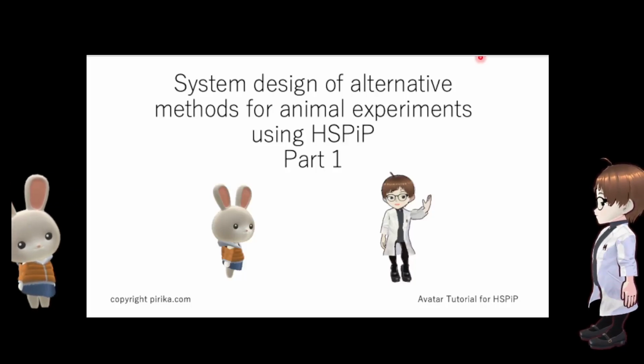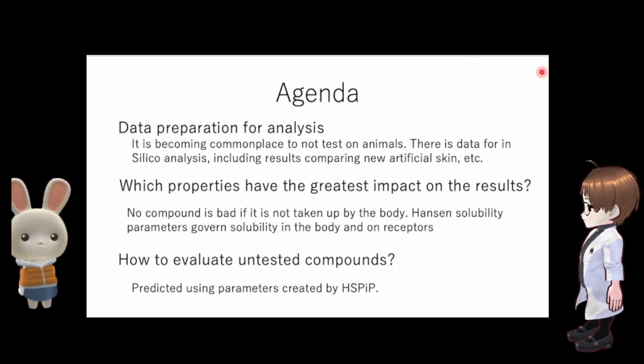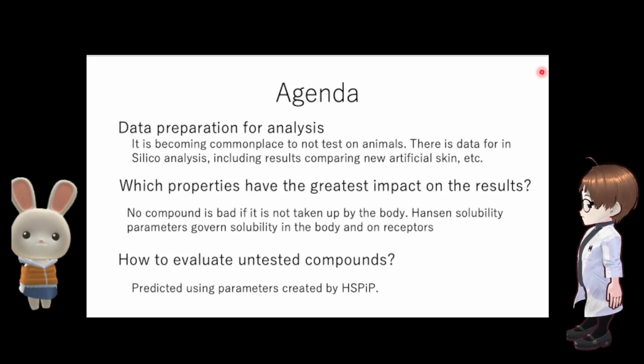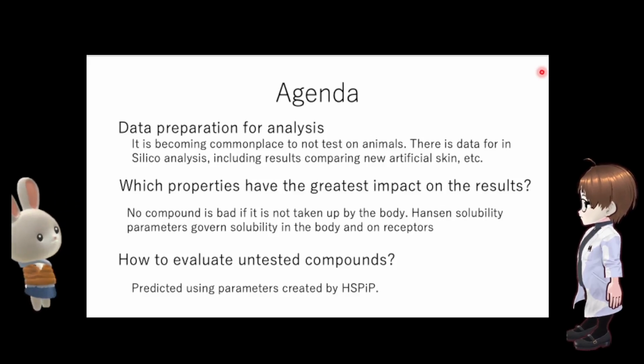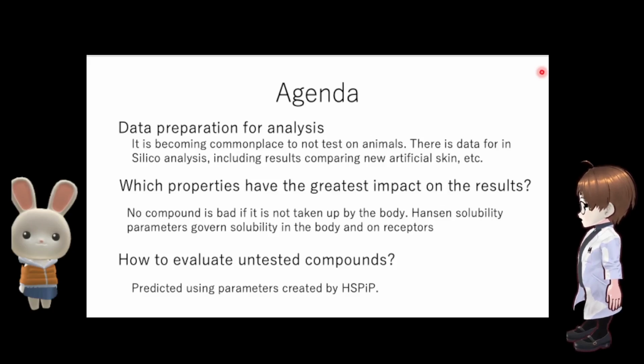Hello, I will explain how to use HSPiP to develop a system of alternative methods for animal testing. First, we prepare the data for analysis. We then examine what chemical properties affect its irritancy to animal test, in this case to the eyes of rabbit. Any compound is neither poison nor medicine if it is not taken into the body nor receptors. Solubility is therefore an important indicator. Finally, I will explain how to predict substances that were not tested.